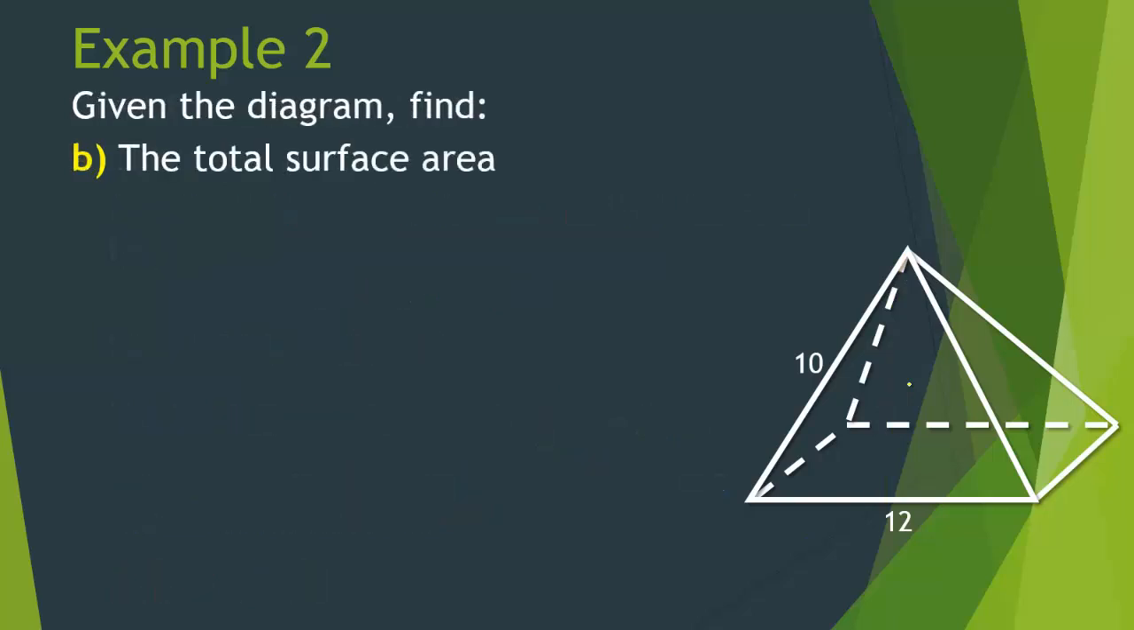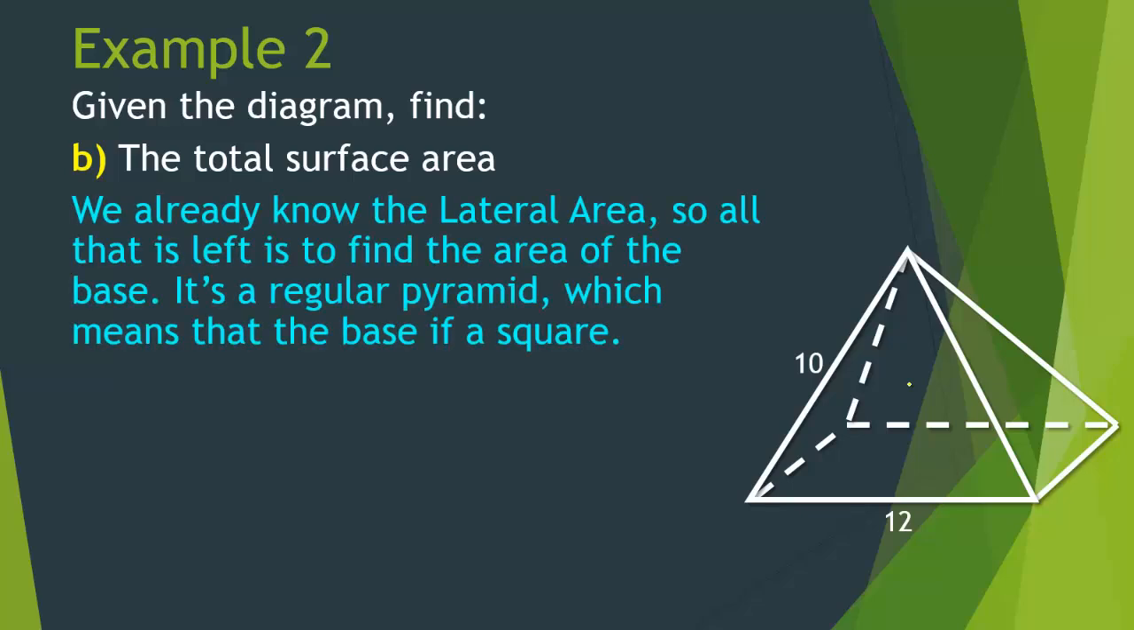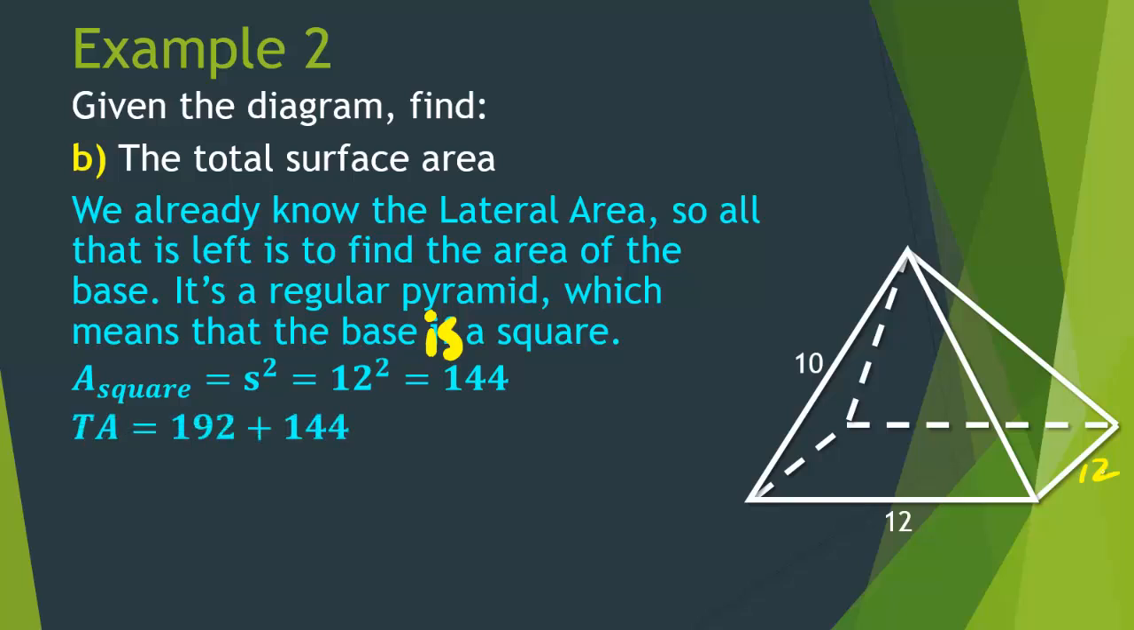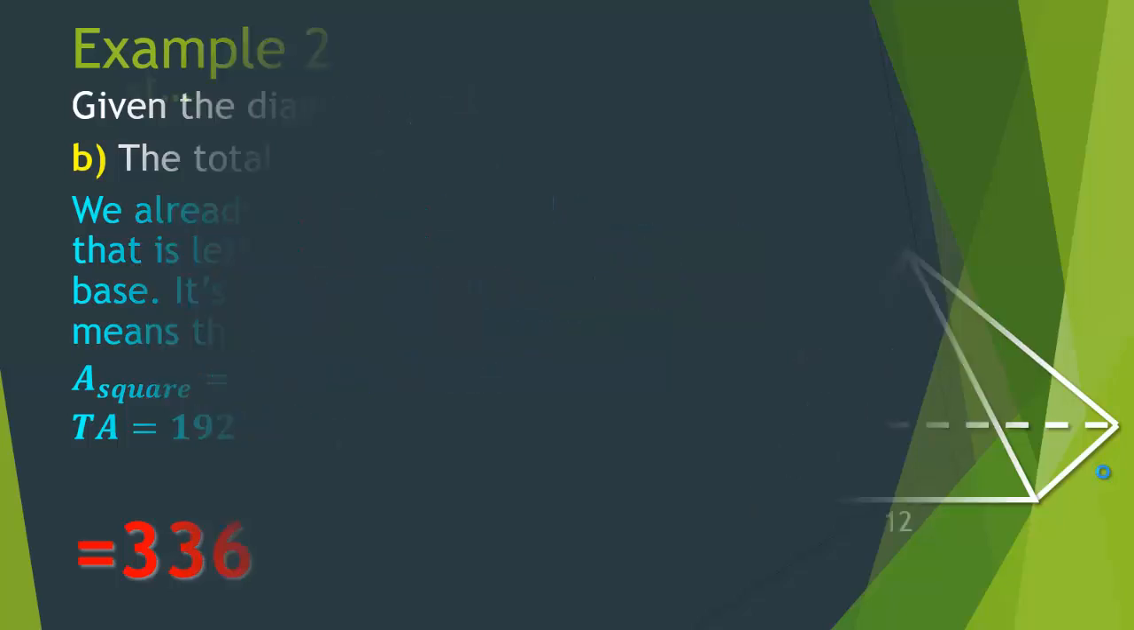Well, this is a piece of cake once we find the lateral area. We already know that, so all we have to do is find the area of the base. It's a regular pyramid, which means that the base is a square. And we know that each side is 12. So s squared, the side squared gives us the area of a square. So 12 squared equals 144. So 192 plus 144 equals 336. All right. Simple, right?